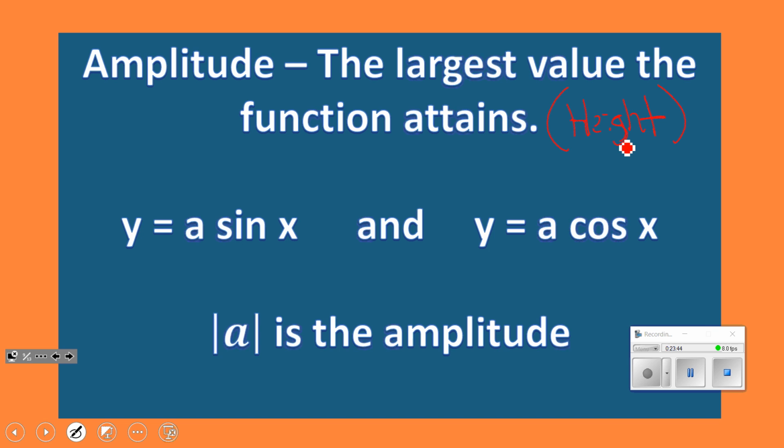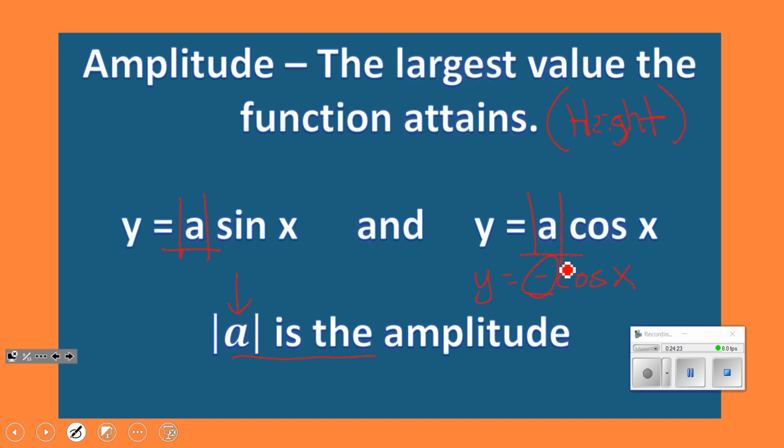The amplitude is going to be the number in front of the sine or the cosine, whatever's in front of it. But it's got to be the absolute value of it. A minute ago, we had the negative cosine of x. Does that mean your amplitude is -1? It's got to be the absolute value of A. So what's the absolute value of -1? 1. So it still has an amplitude of 1, 1 up, 1 down.